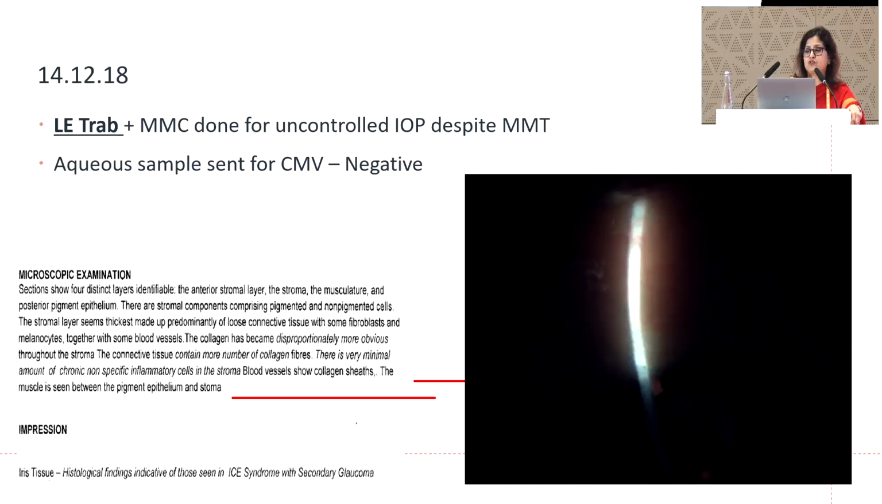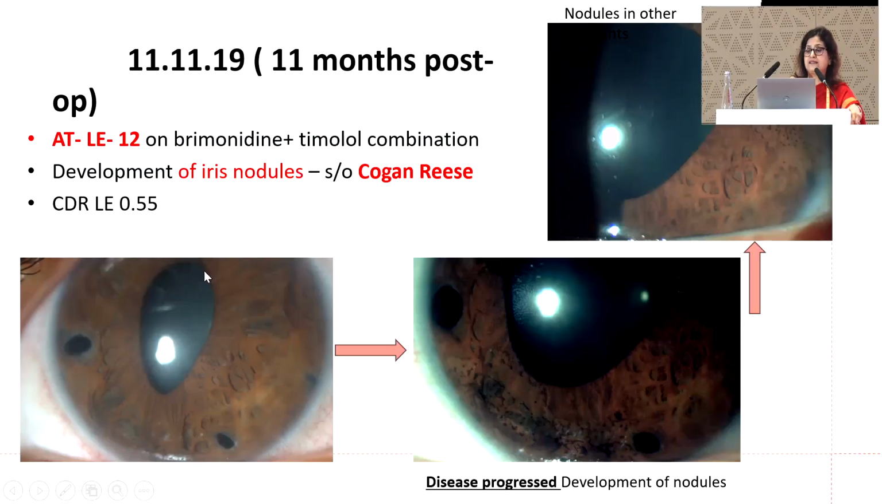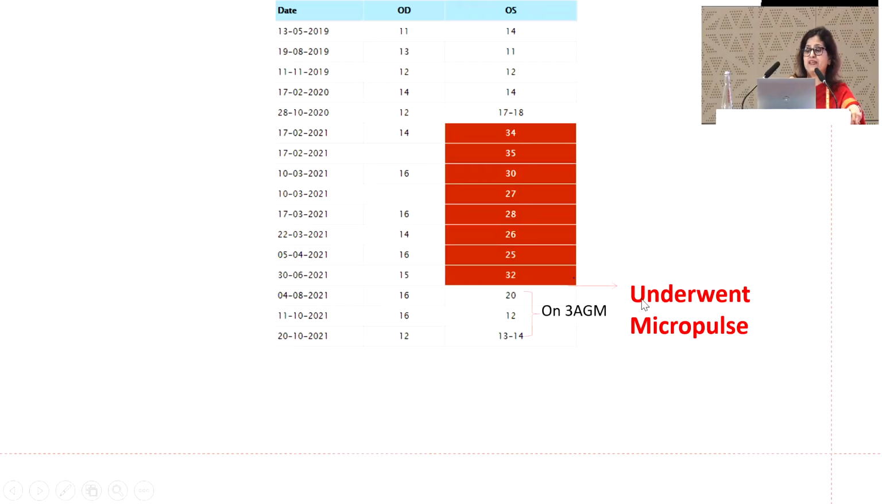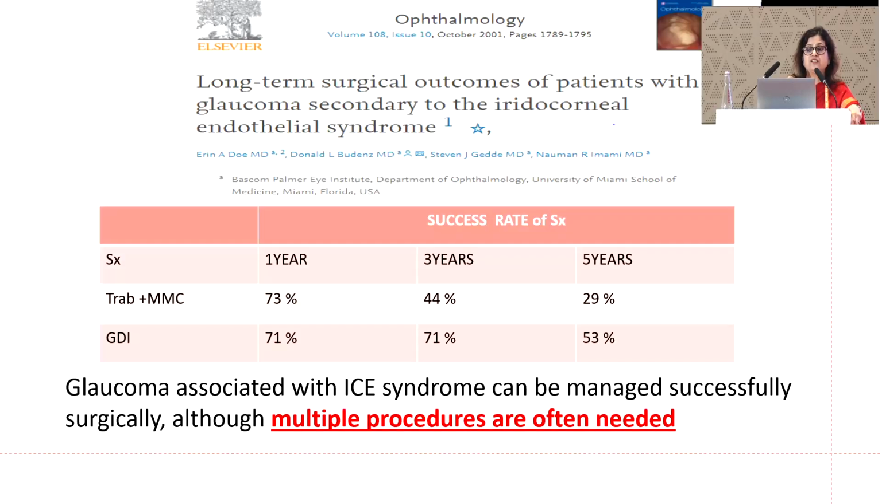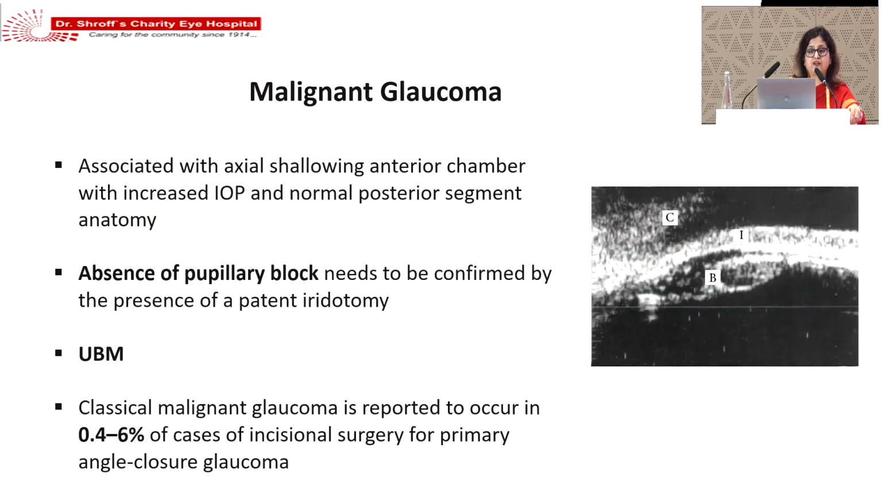The TRAB worked for 2 years, and then as we followed up the patient, we could see that these nodules developed over a period of time. That means the disease was progressing. This is a progressive disease, and that is why over a period of time the pressure control is also lost, and the pressure became very high. She underwent micropulse, and then we advised her tube implant. If you look at literature, the long-term surgical outcome of these patients is not so good, and multiple procedures are often needed to control intraocular pressure, and even keratoplasty.